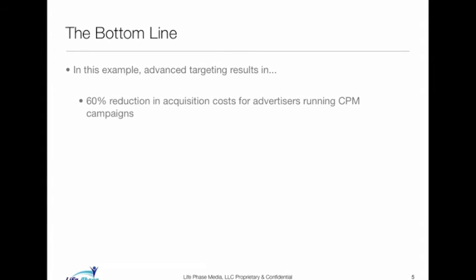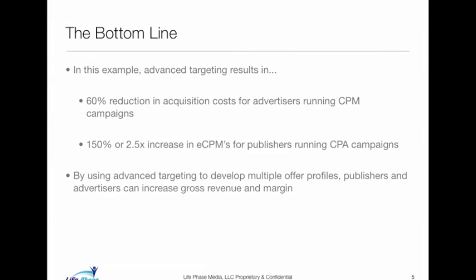So here's the bottom line with advanced targeting. In this example, advanced targeting results in a 60% reduction in acquisition costs for advertisers running CPM campaigns, and a 150% or 2.5 times increase in eCPMs for publishers running CPA campaigns. By using advanced targeting to develop multiple offer profiles, publishers and advertisers can increase gross revenue and margins. So there you have it. What advanced targeting is, what it can do for your business, and why you should care about it.